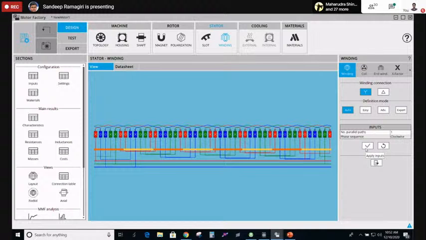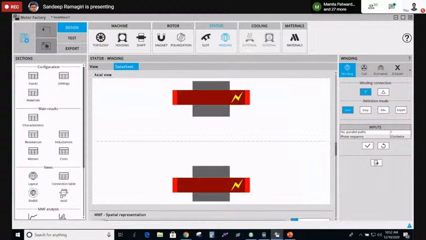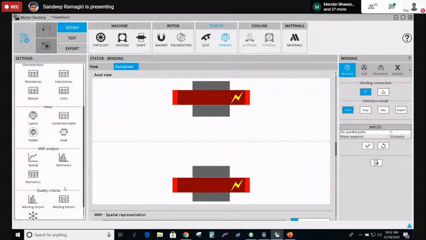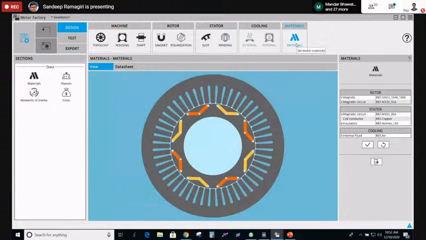So this is how you can set the winding configurations. You can also see the winding layout. This is a winding layout, and you can have a radial view and also an axial view. Then we can assign the material properties quickly to all the components which are there in the motor.